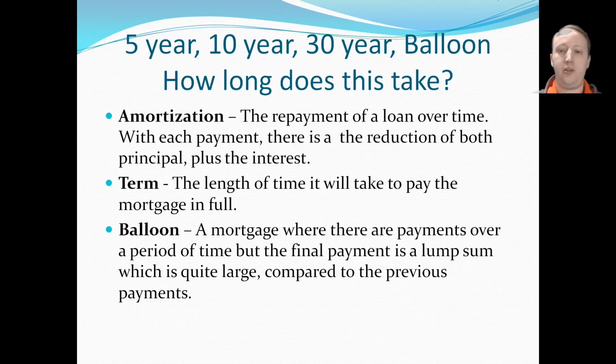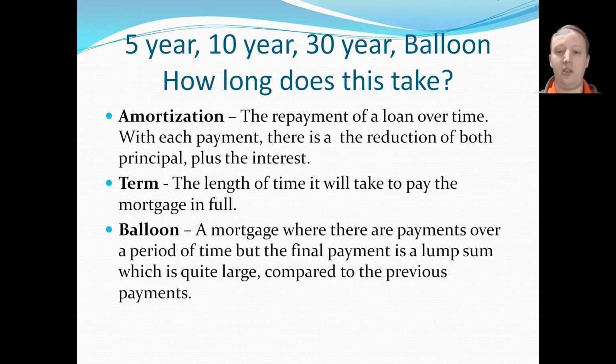Now, 5 years, 10 years, 30 years, balloons, how long does it take? Well, each loan can have different terms. The most typical mortgage nowadays is generally going to be a 30-year fixed-rate mortgage, but they can be 5 years, 10 years, 30 years. They can be just about any length of time, and those loans will be broken down into monthly payments. The term is just the length of time it will take to pay the mortgage in full. So it's pretty straightforward. It'll usually be a number of years, translated into months for those years.